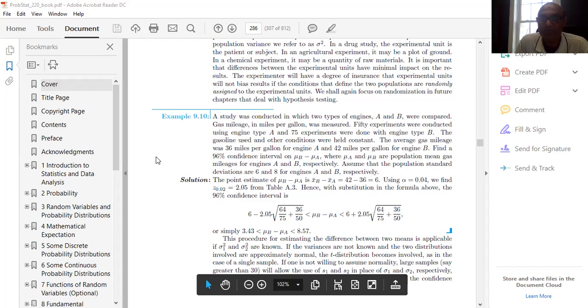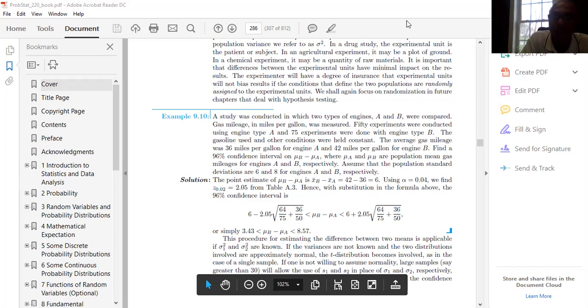Find a 96% confidence interval on nu B minus nu A, where nu A and nu B are population means of gas mileages for engines A and B respectively. Assume that the population standard deviations are 6 and 8. I told you, given and different, and A and B normally distributed, that is already given to you. So we know this thing, the only thing is we have to be careful about 96%. This is the first example. We are going to use again the same thing. Z score means Z table means normal distribution table, that is table A3 on the back of the book.